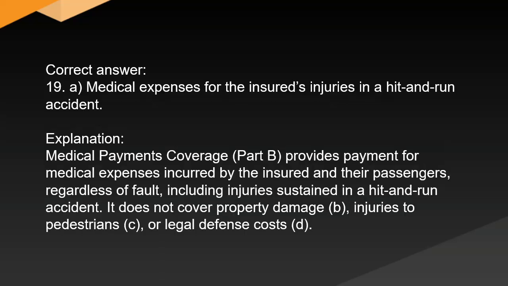D. Correct answer: A. Medical expenses for the insured's injuries in a hit-and-run accident. Explanation: Medical payments coverage, Part B, provides payment for medical expenses incurred by the insured and their passengers, regardless of fault, including injuries sustained in a hit-and-run accident. B. Does not cover property damage. C. Injuries to pedestrians. D. Or legal defense costs.